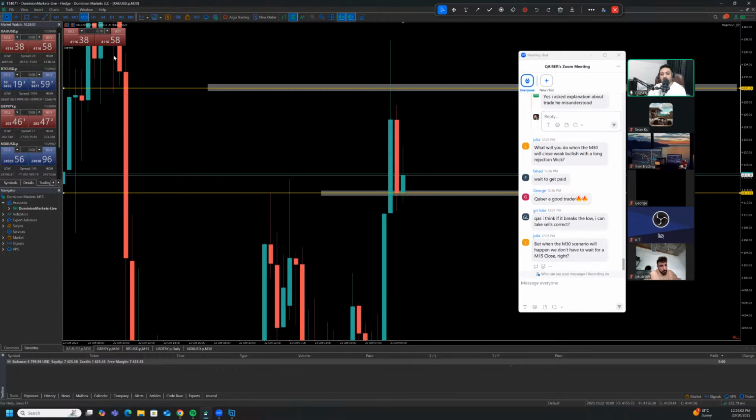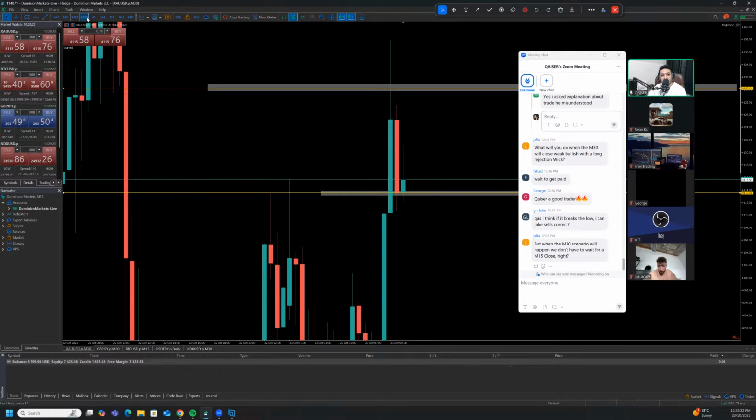Okay, getting ready. 1 minute left. If you guys are feeling risky, don't execute on this structure. If you feel risky, don't execute. And if you are confident in it but still feel risky, if you're 50-50, go with a lower lot size. But when the 30-minute scenario happens, we don't have to wait for the M15 close, right?